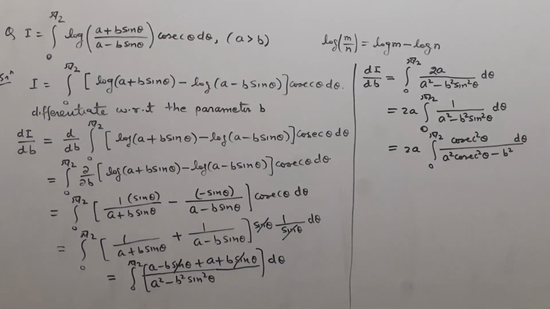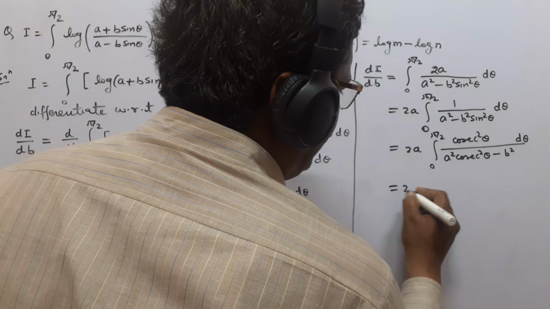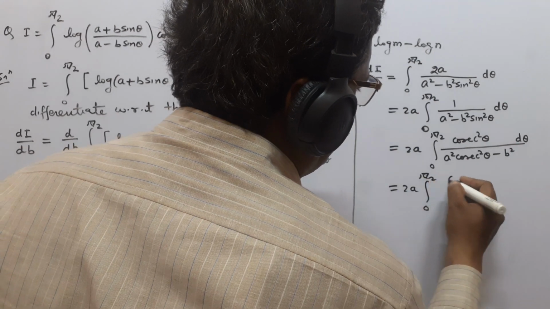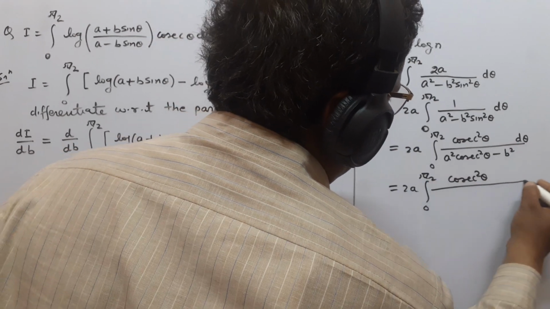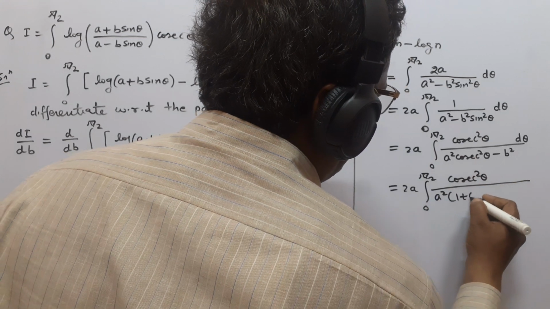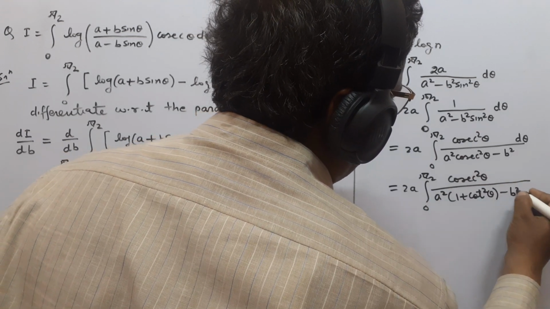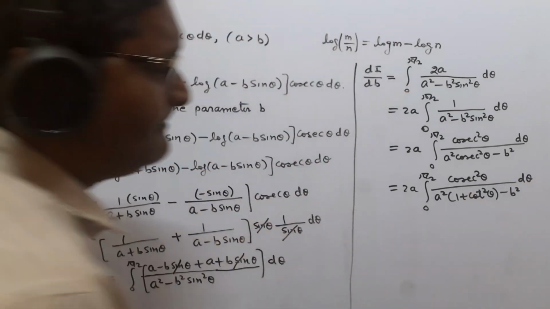Here in the numerator we divide by sin square theta, so 1 upon sin square theta is equal to cosec square theta. In the denominator, when we divide a square by sin square theta, we get a square cosec square theta, minus when we divide b square sin square theta by sin square theta, we get b square. Now in the denominator we can write this, cosec square theta is equal to 1 plus cot square theta minus b square d theta.